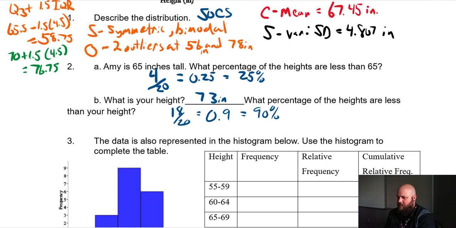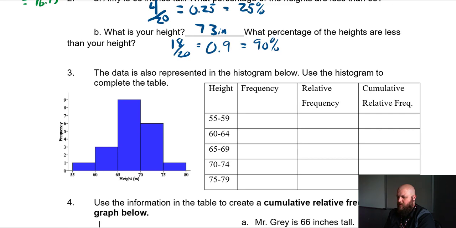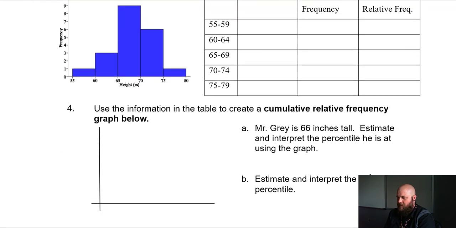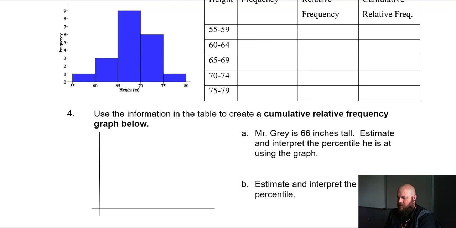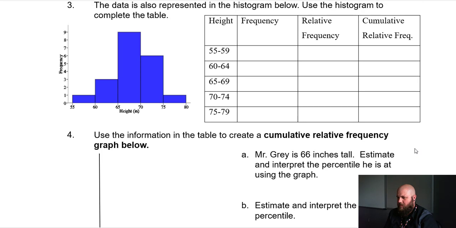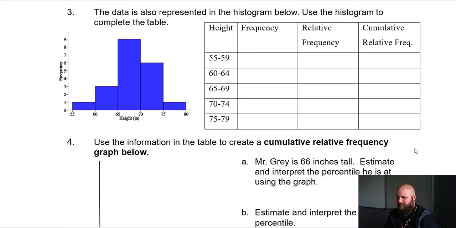Okay, so now, if we go here a little bit, oh, went too far down. Come on, computer. All right, so number 3 there. The data is also represented in the histogram below. Use the histogram to complete the table. Well, as you can see, it's got our frequencies over here on the histogram, and then it's got our heights down here.